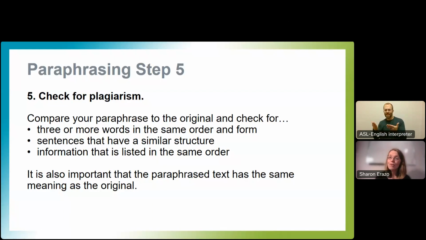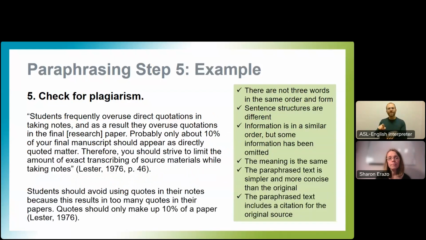Also, I want to make sure that my paraphrase text is keeping the same meaning as the original text. So there I have my original text and I have the new paraphrase, and I've kind of checked off some points here. So we've avoided using 3 words in the same order and form. Sentence structures are sufficiently different. In this case, the information is in a similar order, but I haven't included the same level of detail, so it can still work in this case. We've maintained the original meaning. The paraphrase text is simpler and more concise, and I do have a citation at the end of my paraphrase.